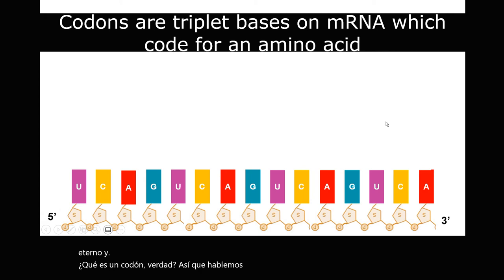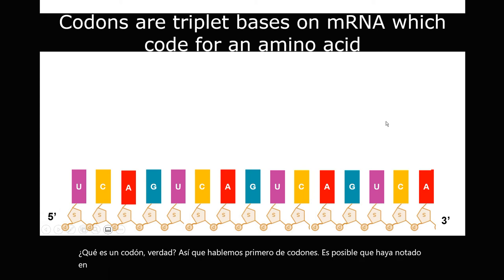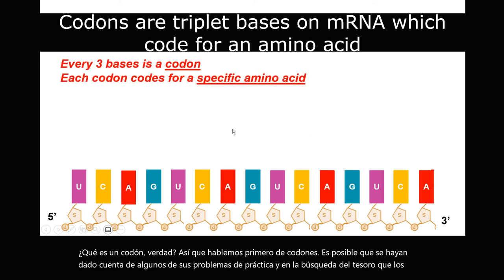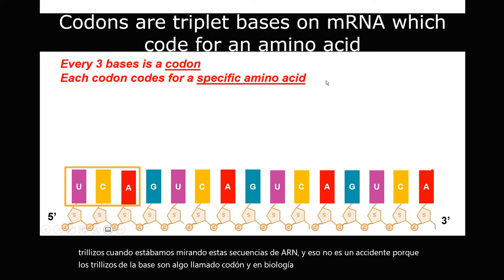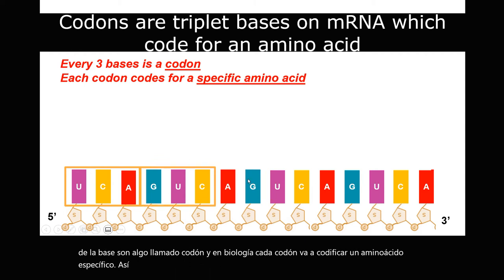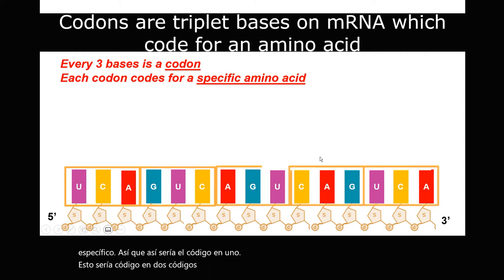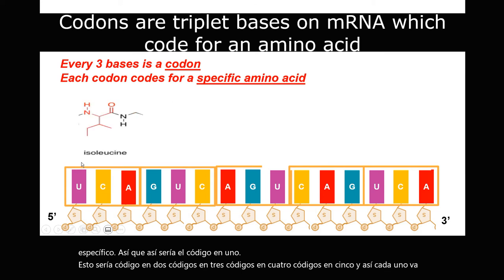You might have noticed from some of your practice problems and in the scavenger hunt that I had you guys using triplets when we were looking at these RNA sequences. And that's not an accident, because the triplet of the bases is something called a codon. And in biology, each codon is going to code for a specific amino acid. So like this would be codon 1, this would be codon 2, codon 3, codon 4, codon 5. And so each one is going to be associated with some sort of amino acid.